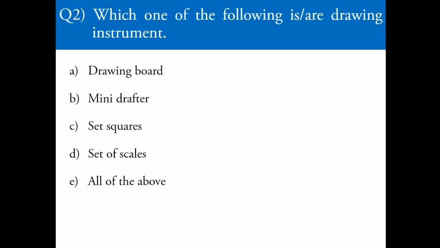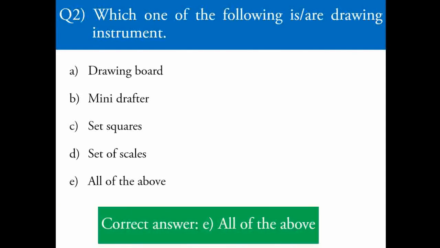Along with that, there are a lot of additional equipments that we have to use while preparing the drawing, that is compass, pencils, French curve, roller scale, protractor, all these are there. But here, out of the options which are given, we have to select. So the correct option is option E, that is all the above are the instruments which are required for drawing purpose.